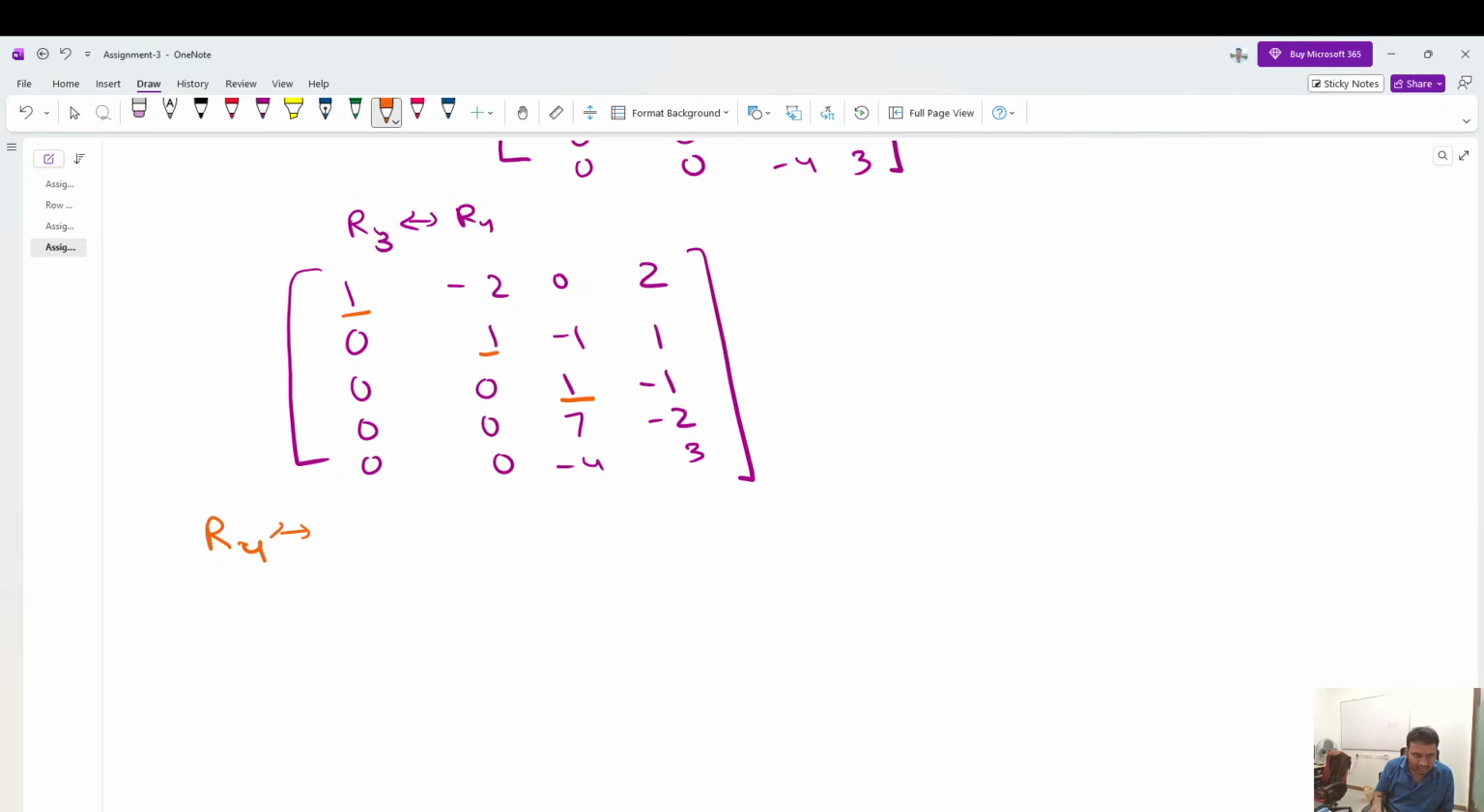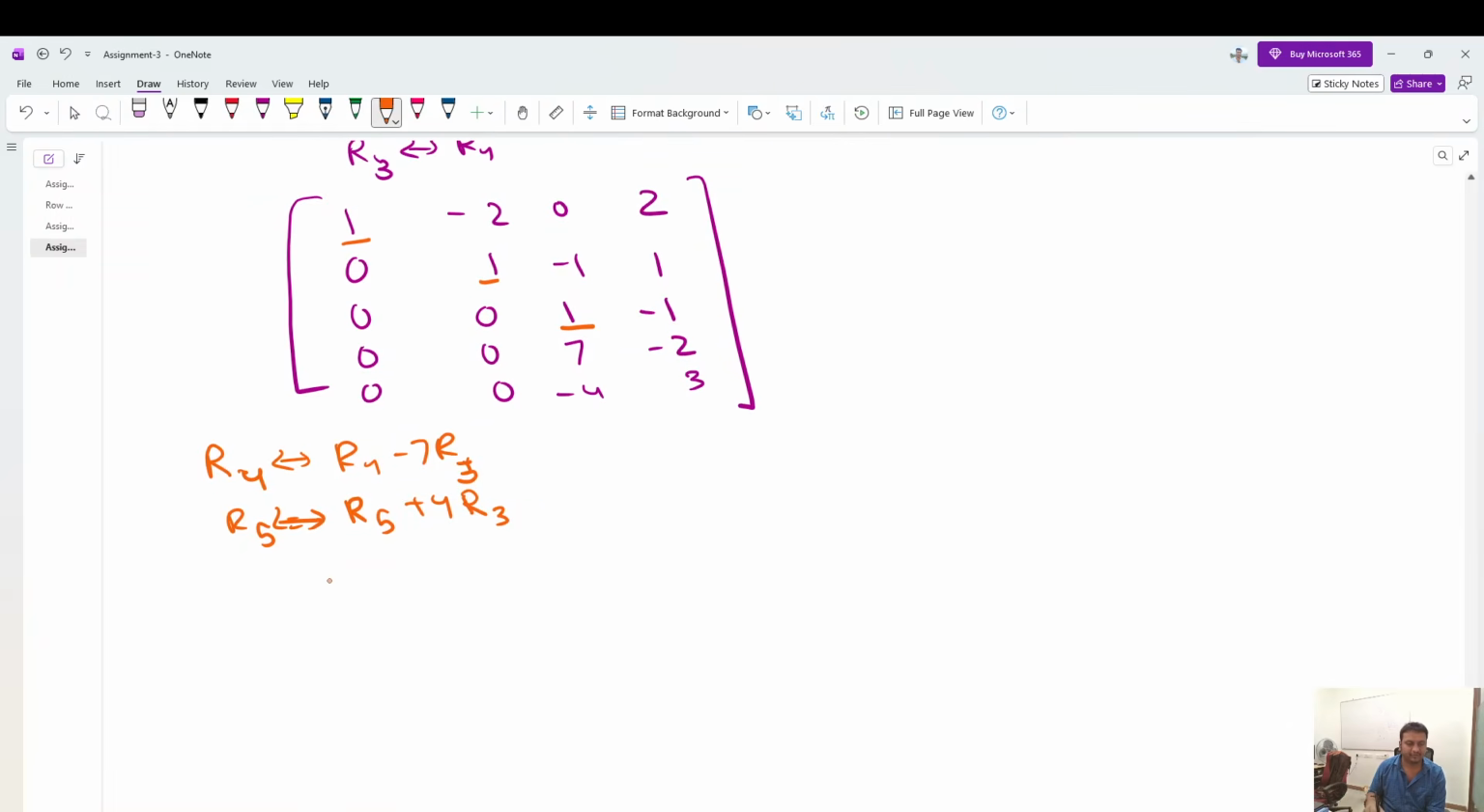R4 changes to R4 minus 7R1, and R5 changes to R5 plus 4R, not R1. My God, what I'm doing? 3. I don't know why I stuck to 1, 1, 1 always. It's okay. This is R3. Okay, very nice. So what you get is here.